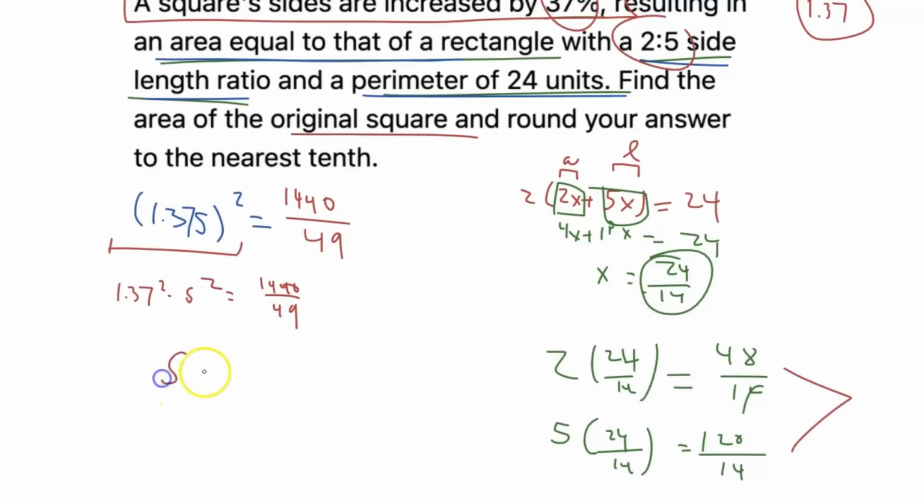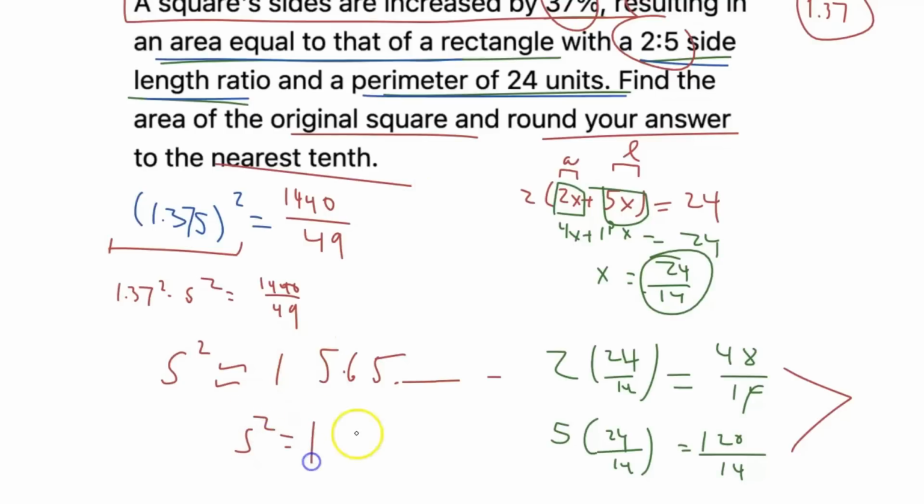In this case, s squared is approximately 15.65, and you get a bunch of decimals after that, but we want to round to the nearest tenth, and therefore s squared will be equivalent to 15.7 as our final answer.